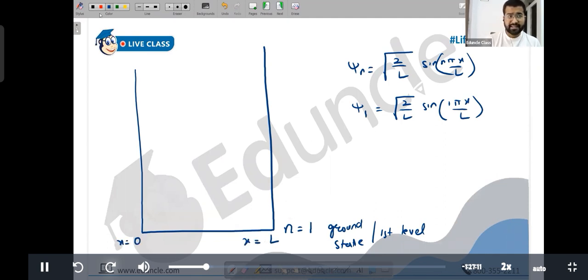Now, first thing, people: when x is 0, the value of psi becomes 0. When x is L, L and L get cancelled. What is sine pi? Sine pi becomes 0. The wave function again becomes 0. I hope you are with me. Substitute x equals 0. Substitute x equals L. When x is L, L and L get cancelled.